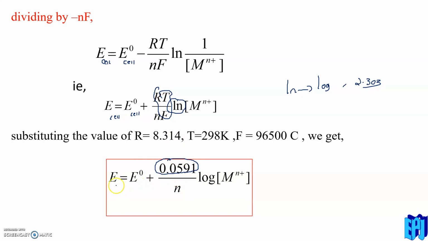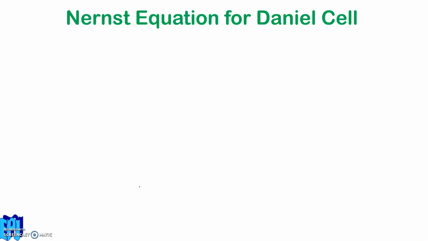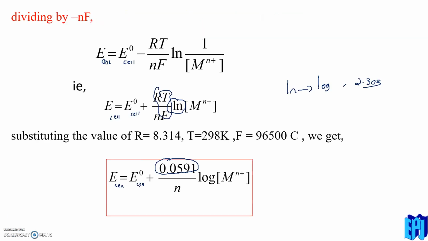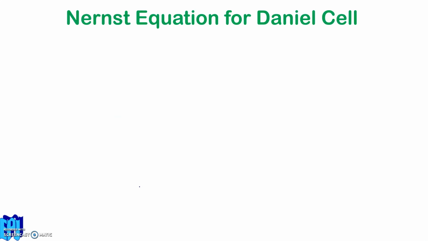So the equation becomes: E cell is equal to E0 cell plus 0.0591 by n log concentration of Mn+. That is it. That is the Nernst equation for a single electrode reaction.